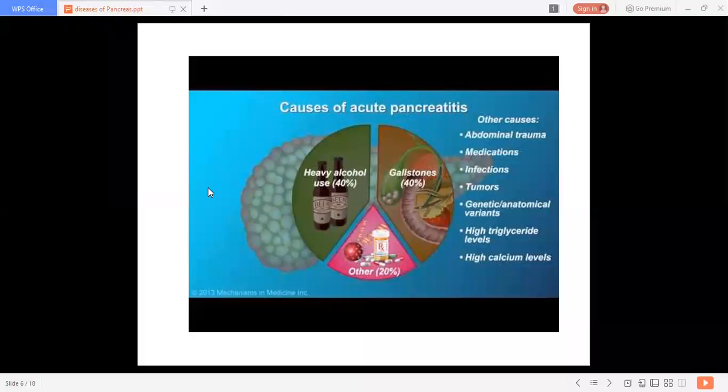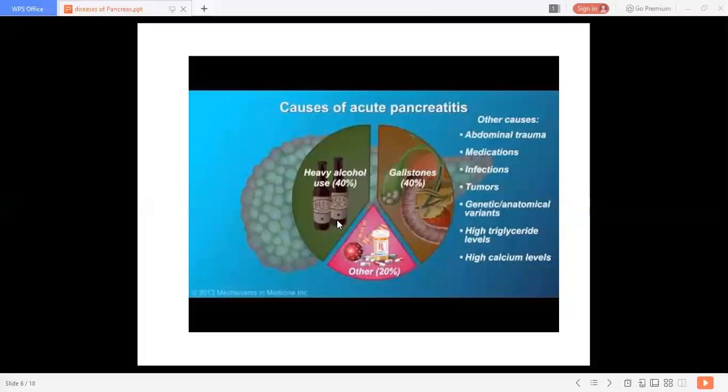Fatty, high triglyceride level. Fatty liver? No, no. What is the condition we call it whenever there is high triglycerides and high lipids? Hyperlipidemia. And high calcium levels, that is hypercalcemia.